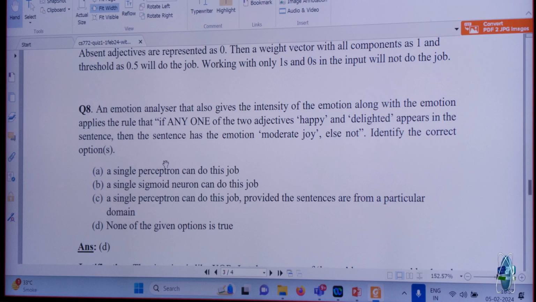No, moderate joy is possible only if one of them is present. It is mentioned: if any one of the two adjectives, happy and delighted, appear in the sentence, then the sentence has the emotion moderate joy, otherwise not, which covers that. No, anyone. So you interpret anyone as both also? Oh, I see. Okay, write it. But anyone in my mind is only one of them.